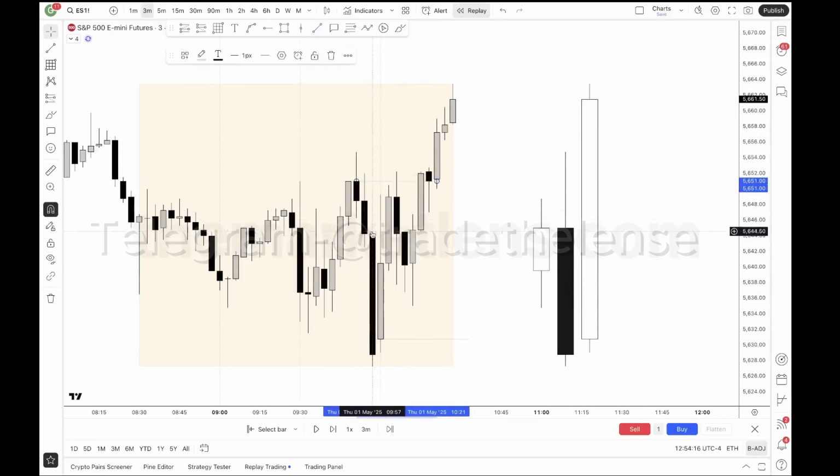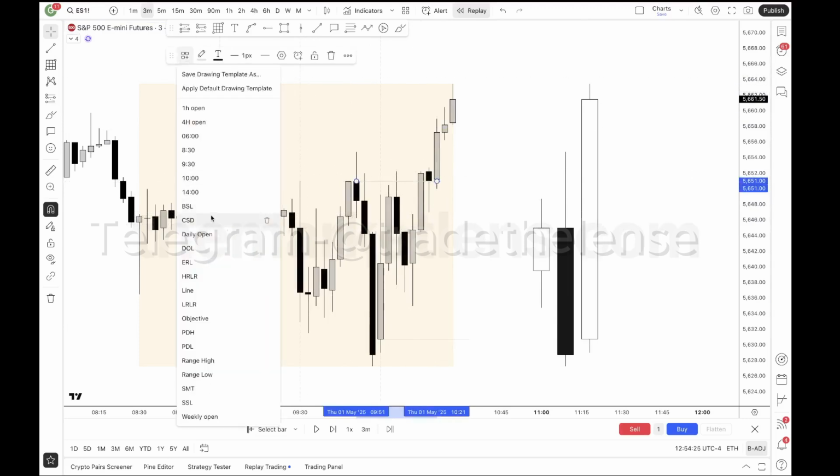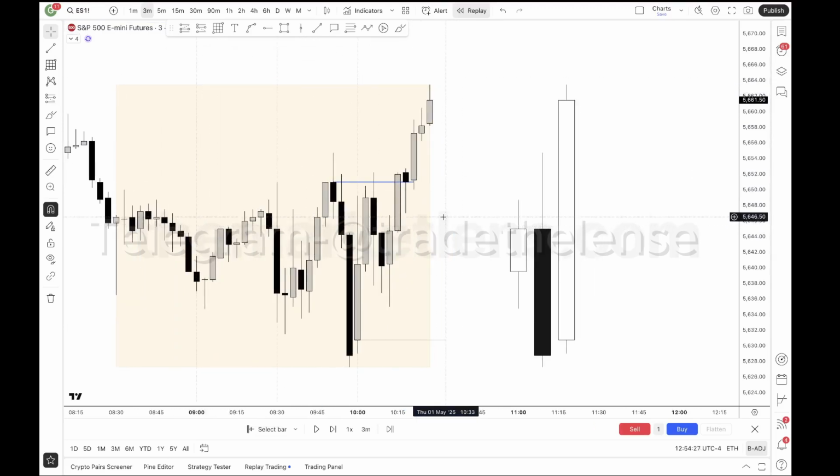And candle 2 obviously did not print that CSD, so candle 3 prints it. So that's what makes it valid, right? It's the same fractal model rules, where if candle 2 doesn't create the CSD, but candle 3 creates it, you can enter on the first CSD, right?